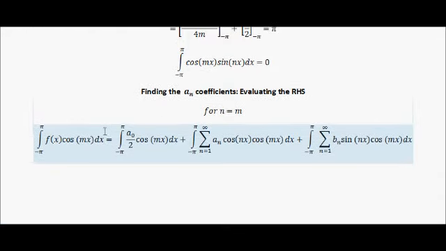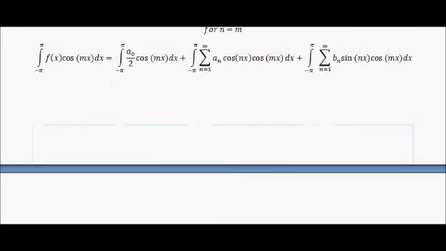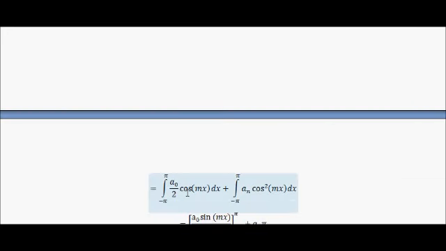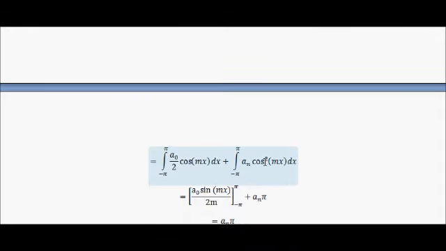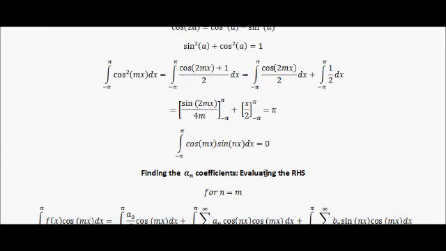So, the integral of f(x) cos mx dx is basically just equal to this a naught over 2 cos mx dx plus this an cos squared mx dx, which is what we did earlier in the case that m equals n.